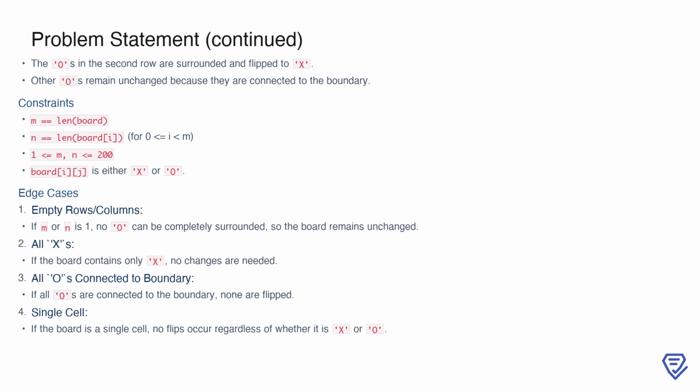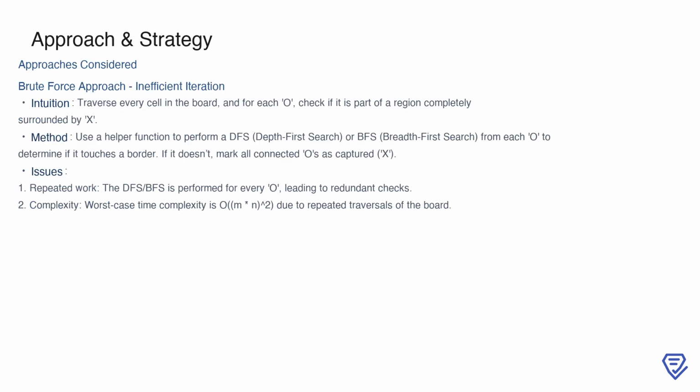The constraints of the problem ensure that the board's dimensions are manageable, with both the number of rows and columns ranging from 1 to 200. This means we need an efficient solution that operates within these bounds. Additionally, the board only contains X and O, so no other characters need to be handled. Edge cases to consider include scenarios where the board is very small, contains only X, or has all O's connected to the boundary. These cases help us ensure that our solution works for all possible inputs, including the most extreme configurations.